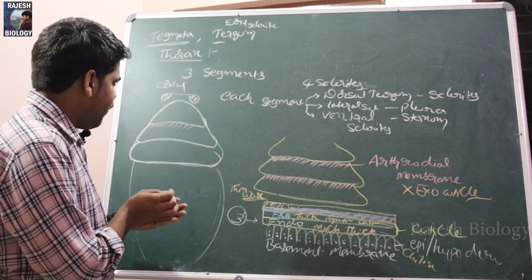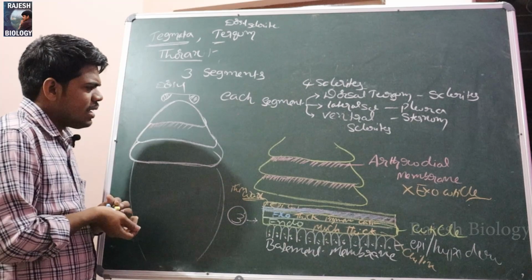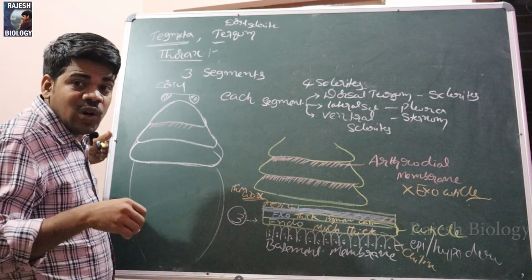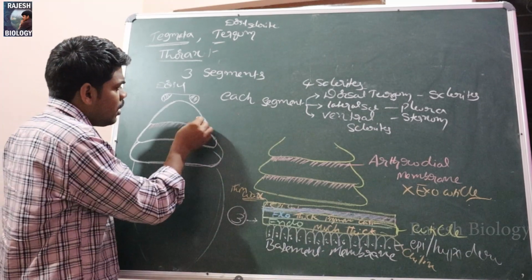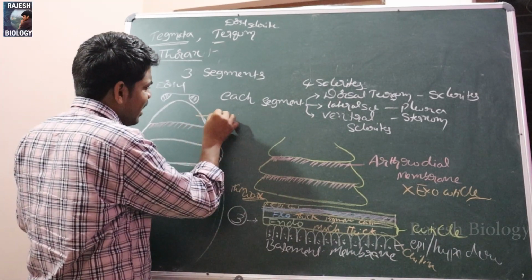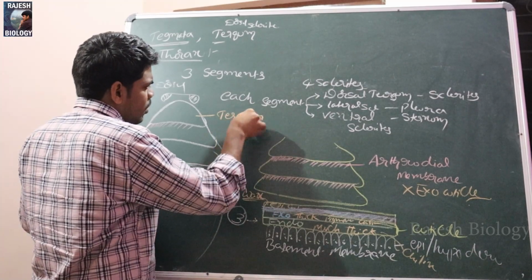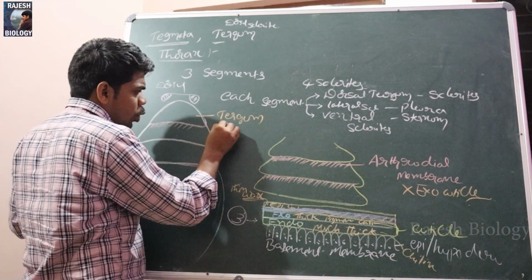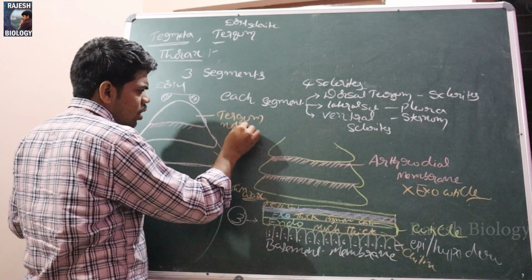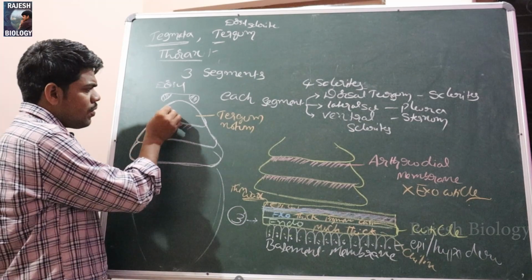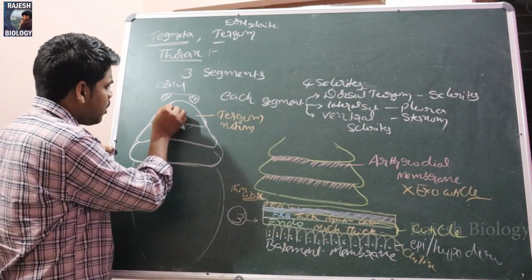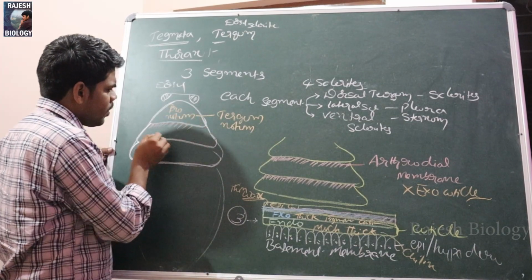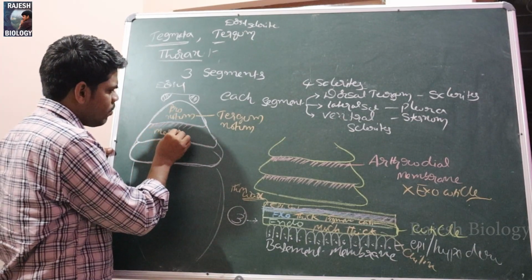Okay, then come back to these segments. Each sclerite on the dorsal side is called tergum, dorsal tergum, and is also called notum, tergum or notum. So the first thoracic segment is called pronotum, then mesonotum.